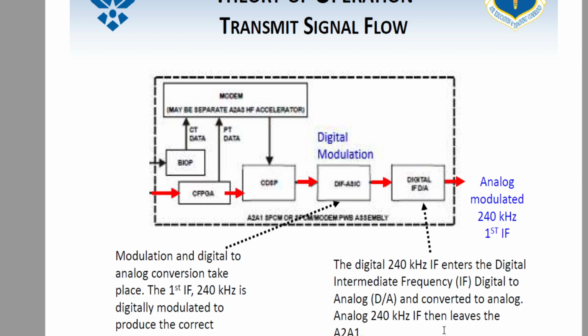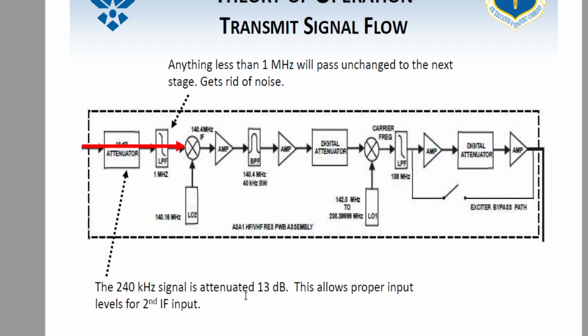So the analog 240 kilohertz IF is then going to leave and go out of the A2, A1. Now, at this point, this is what's called our first IF, and it is 240 kilohertz. Does that make sense so far? Any questions on that? Any questions on A2 before we move on to A3? It's always going to be 240 kilohertz, 100%. All right. There's a reason for that, so we're going to get into that. All right. So the next section here is going to be A3.